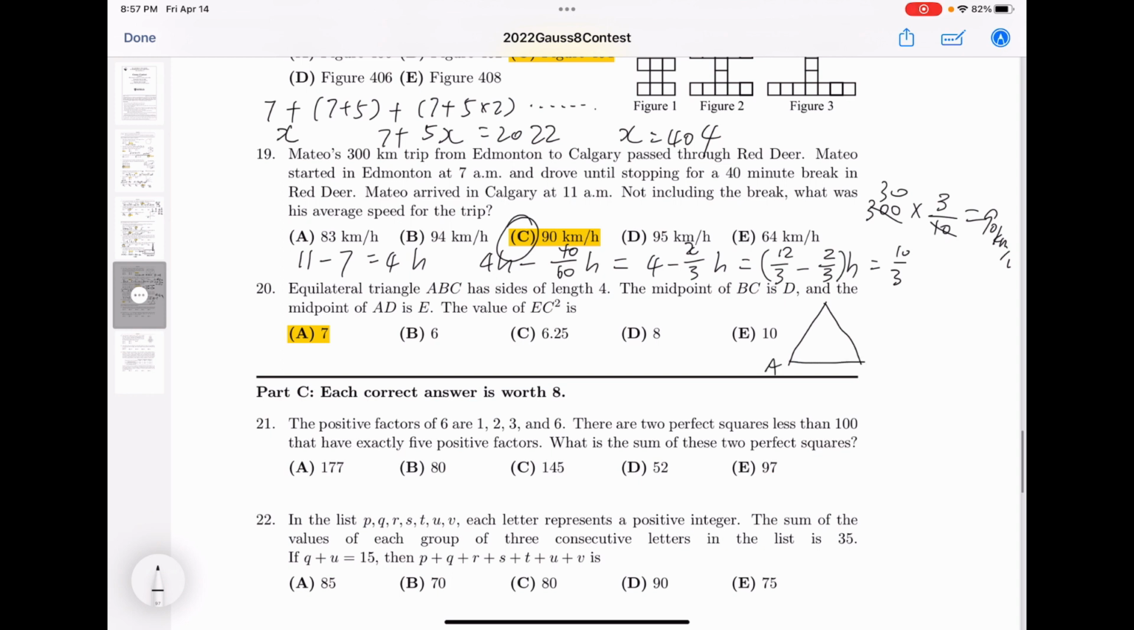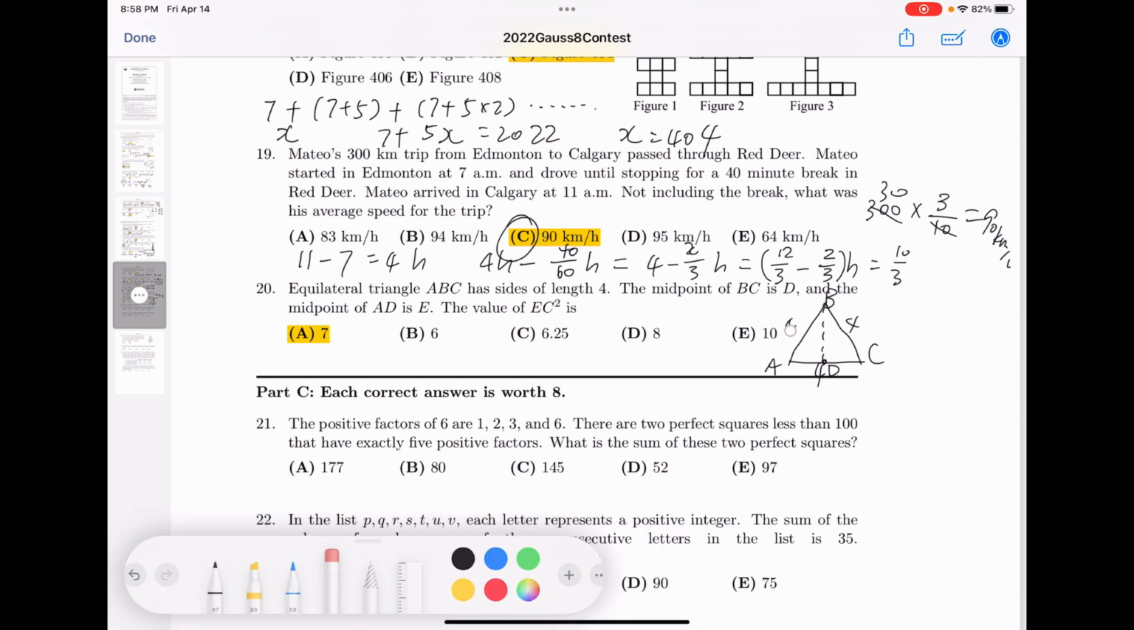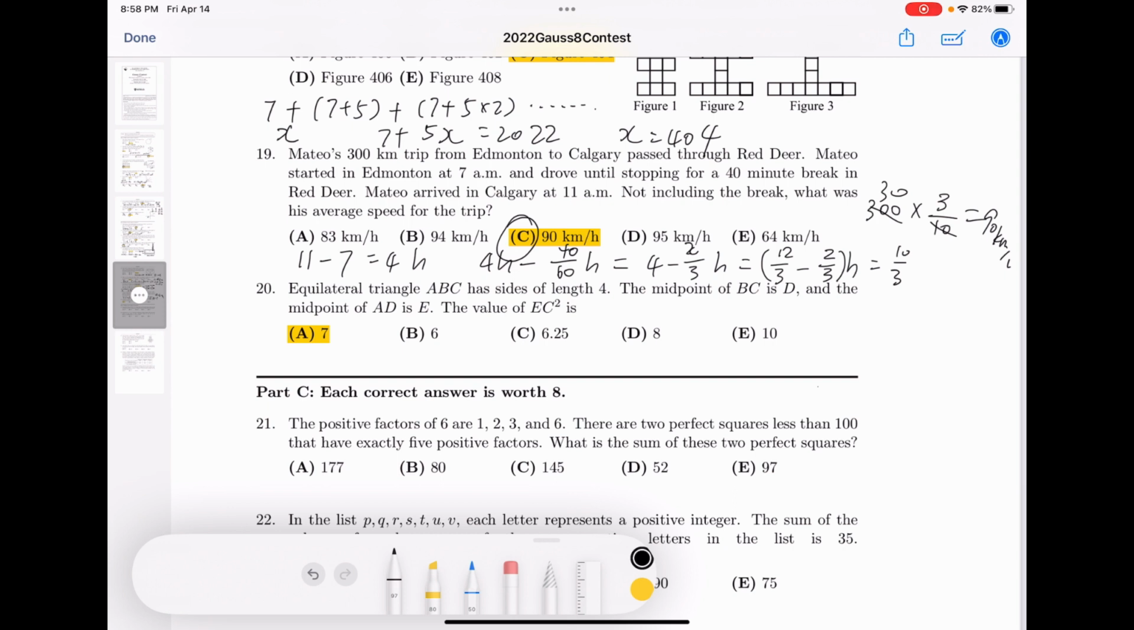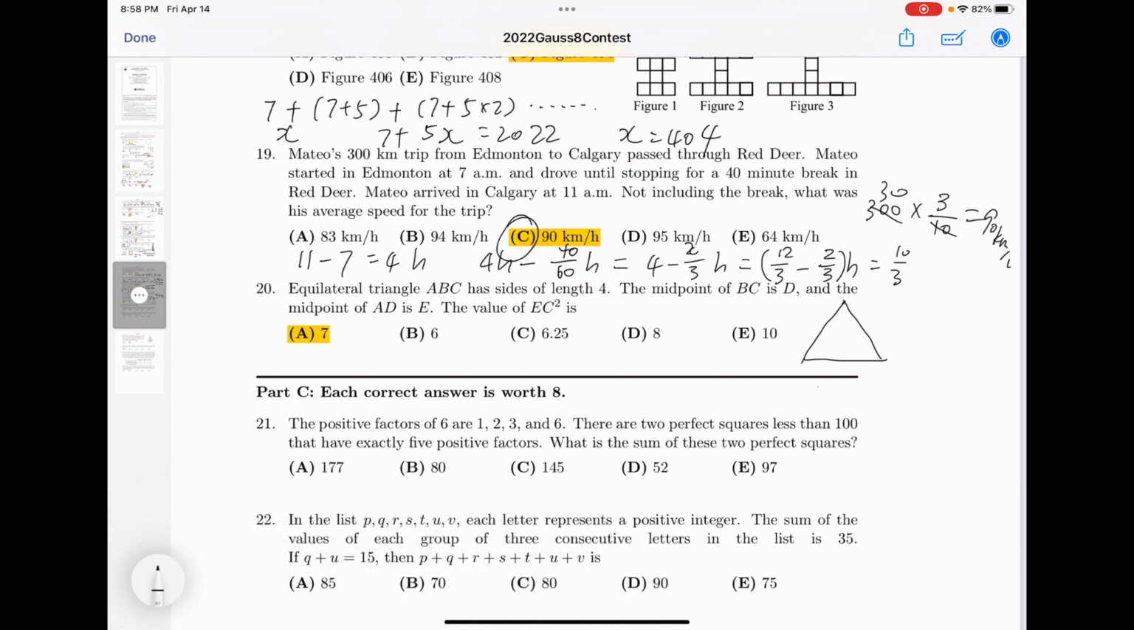If we say this triangle is ABC and it has side length of 4, the midpoint of BC would be D. It's the wrong order. So an equilateral triangle, the midpoint of BC is D, and the midpoint of AD, which is the height, is E, and it's asking for EC squared.